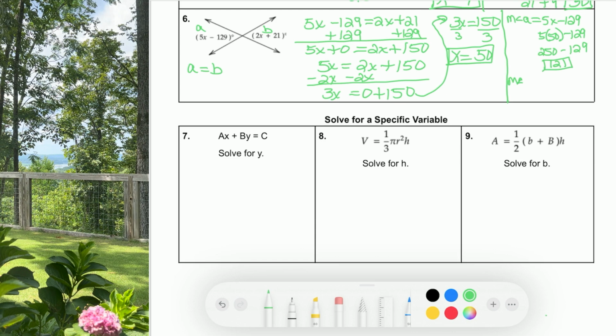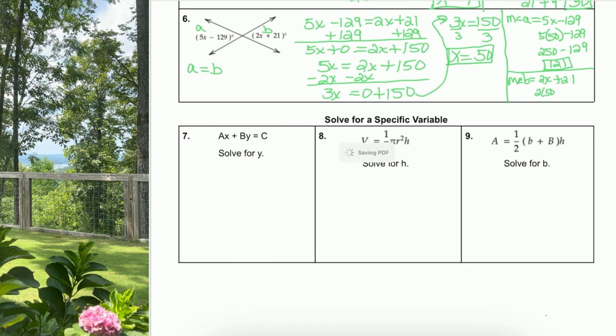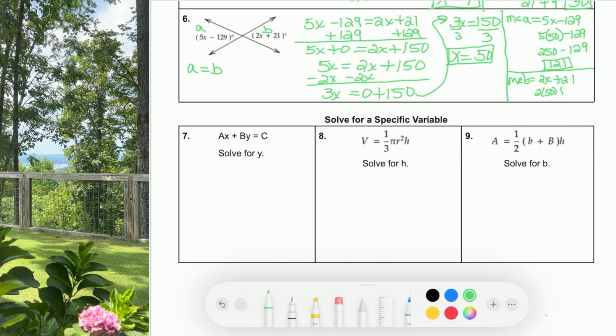The measure of angle B was 2x plus 21. 2 times 50 plus 21. Read my handwriting incorrectly. So 100 plus 21 gives me 121. They are the same, so we have done our problem correctly.